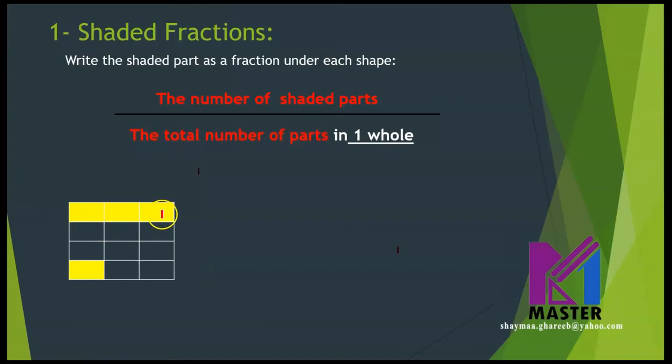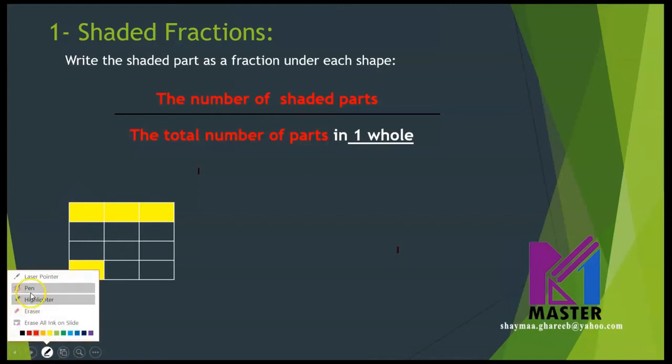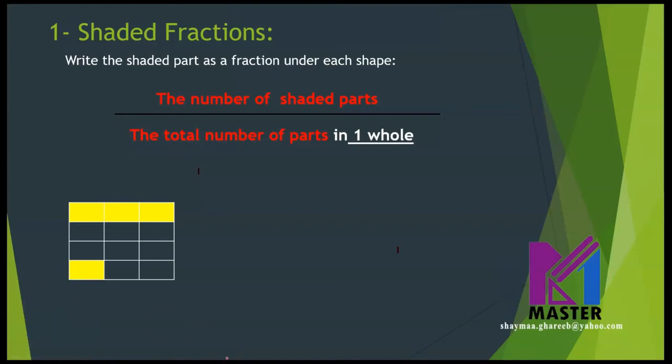The first example here, how many parts are shaded? 1, 2, 3, 4. So there are 4 parts shaded. So the fraction here will be 4 over 12. Why 12? Because the total number of parts is 12. 1, 2, 3, and 1, 2, 3, 4. 3 times 4 equals 12. If you count all the parts, you will find 12 parts in total. So we write the number of shaded parts over the total number of parts.